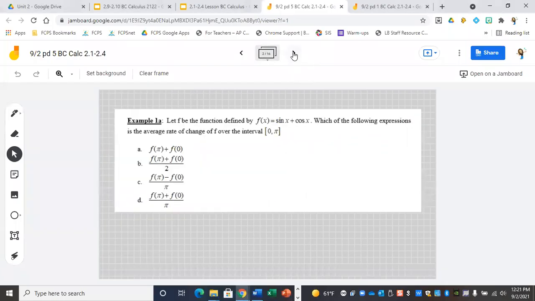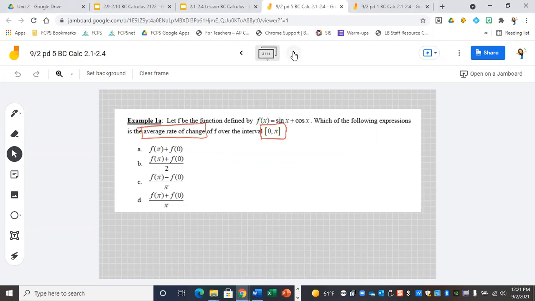Some examples here. First of all, a multiple choice question. When you take a look at this multiple choice question, you have a function that's giving us sine x plus cosine x. What they want us to find here is the average rate of change over this particular interval from 0 to pi.